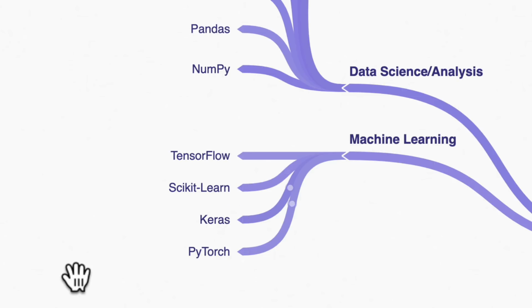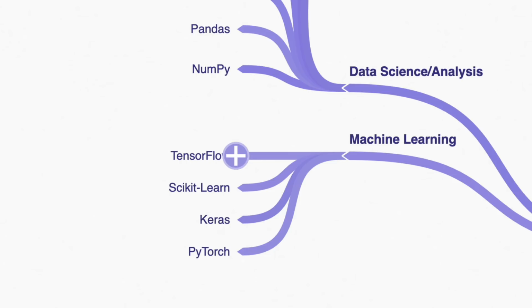PyTorch is used a lot right now in academia and in research, and TensorFlow is probably used a lot more right now in production with developers and machine learning engineers. But both of these are equally important, and they're both kind of competing with one another.